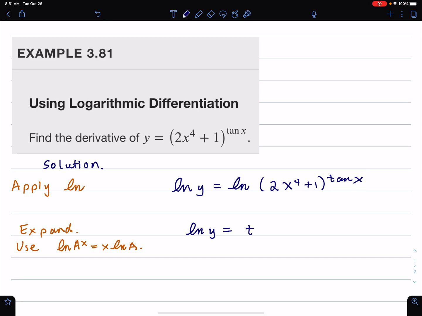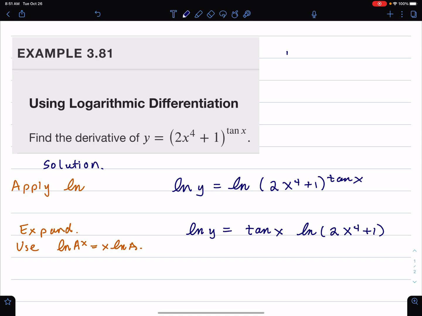Now, let me get back to, what's the deal? Why would I even care about this logarithmic differentiation? Well, the deal is that this is a function where we have the base, a function of x, and then we have the power, also a function of x. So we can't use a power rule, and we can't use an exponent derivative to do this.